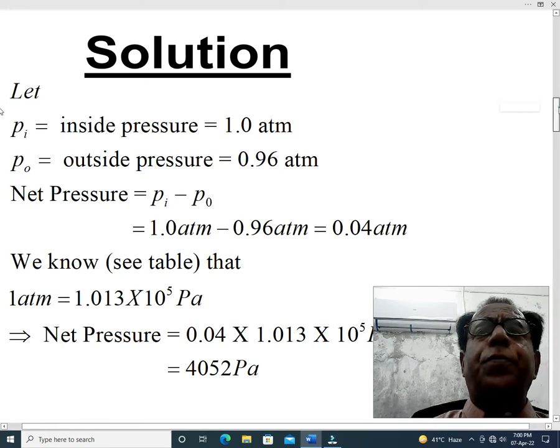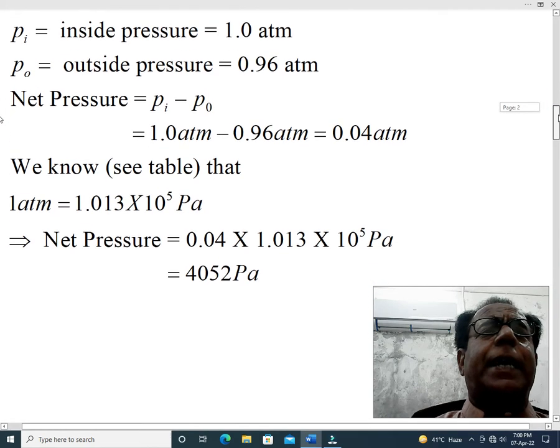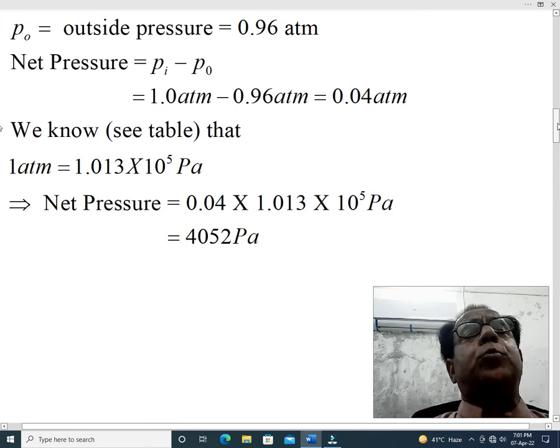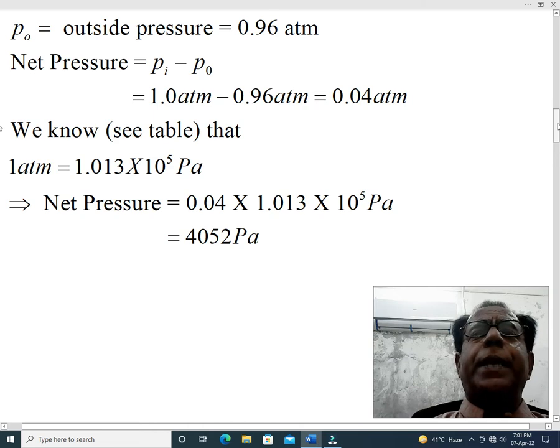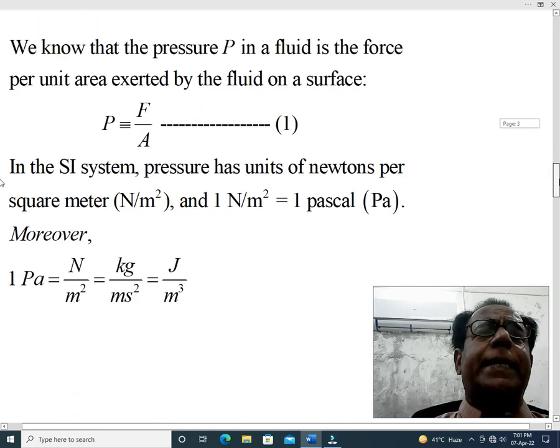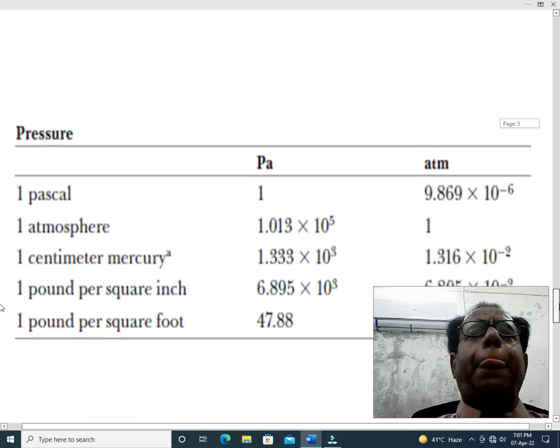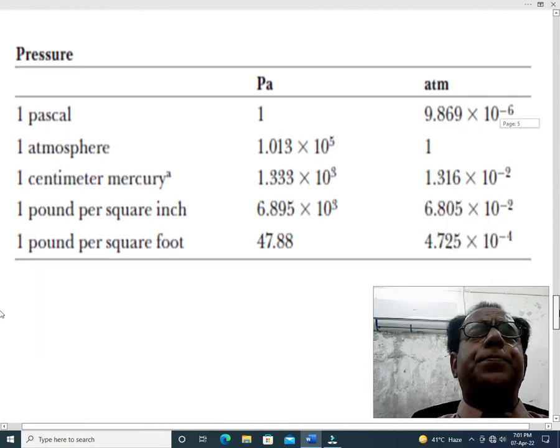We know from the table of conversion factors regarding pressure that 1 atm, that is 1 atmospheric pressure, is equal to 1.013 into 10 raised to the power 5 Pascal. Here we see that table.